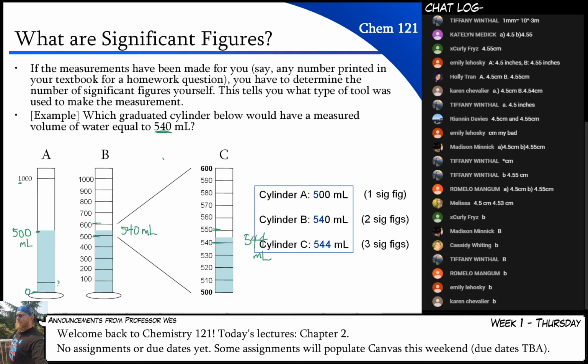Now, because there are more marks on graduated cylinder C, we get the most sig figs. Because there are the fewest marks on graduated cylinder A, we get the least sig figs. So that's the relationship between sig figs and the number of marks on your device. The more precise it is, the more digits you get to keep. All right.